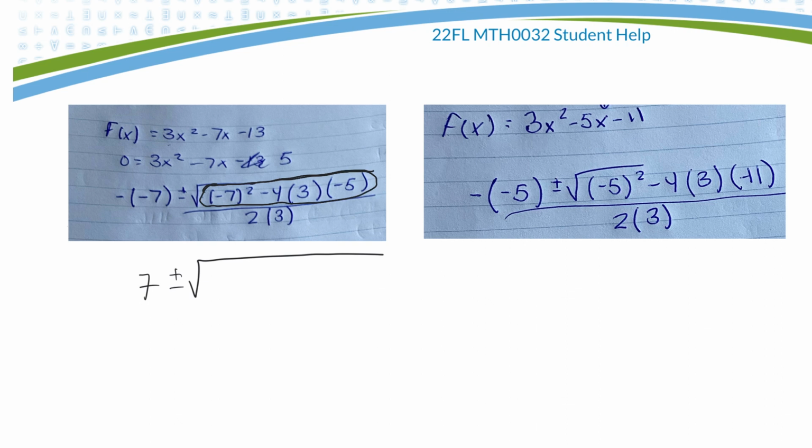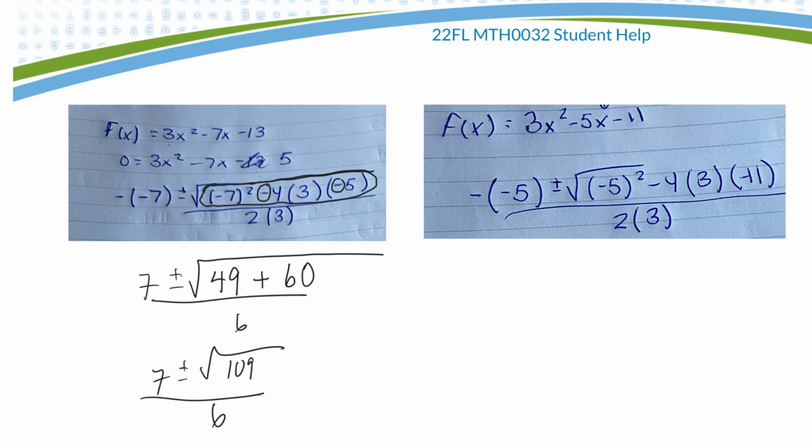What a lot of students mess up on is they go minus 7 squared is a positive 49. That's good. But then here they go 4 times 3 is 12 and 12 times 5 is 60. And they keep a minus there. But I have a minus here times a minus. So minus times minus is positive. Okay, over 6. So 7 plus or minus the square root of, is that 109 over 6. And I don't think you can simplify that anymore.